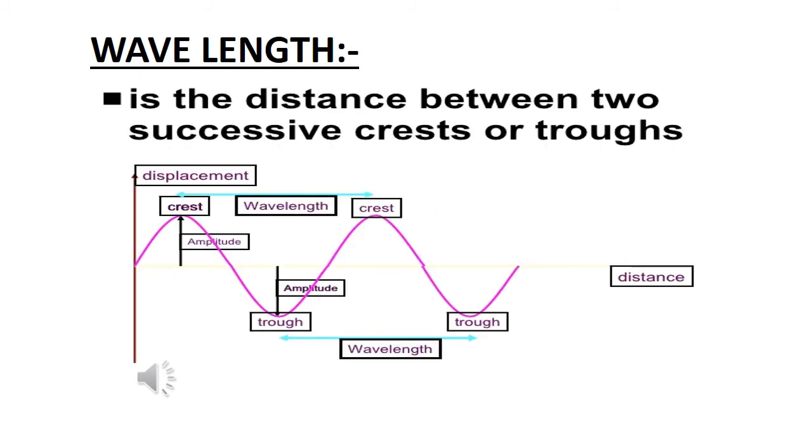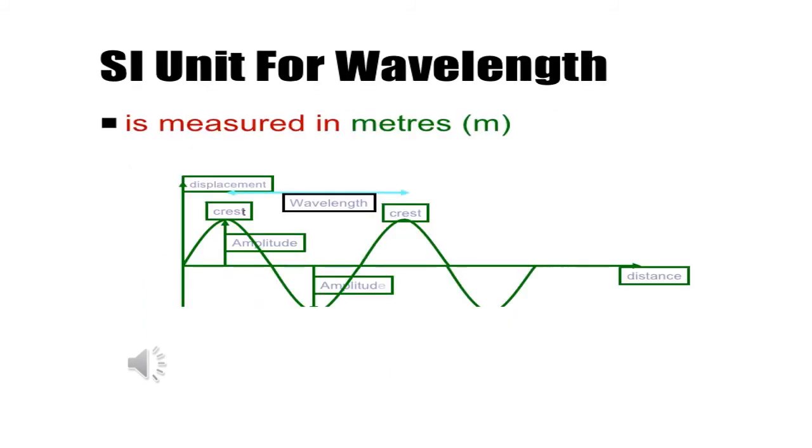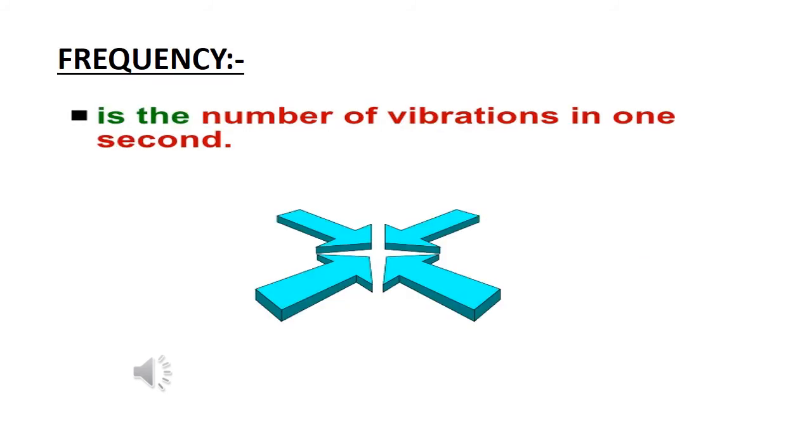The next characteristic of the wave is the wavelength. Basically, wavelength is the distance between two successive crests or troughs. And what is the unit for the wavelength? Because it is a distance, we measure it in meters. So the SI unit would be meters.